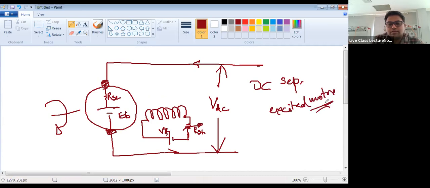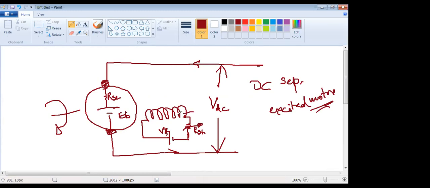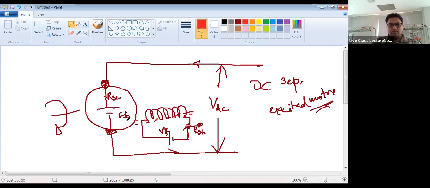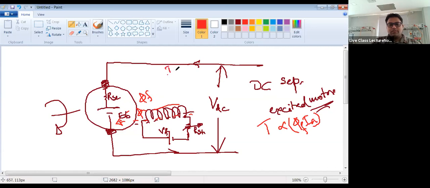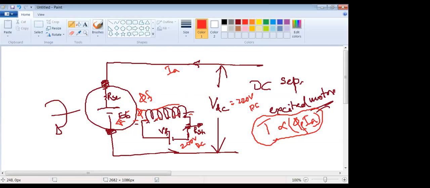Now, what is the problem with this and the advantage with this? Constant flux. Yeah, the flux is constant over the variations of the load, right? So the torque is proportional to phi into Ia. Phi is the field flux, phi F, and Ia is the armature current. So it is very linearly dependent, and the control using these motors is very, very fine. It is completely linear. But what is the disadvantage? Say this is also 220 volt DC, and again this is around 200 volt DC, right? So what is the disadvantage? You need two separate power supplies, right? So that is the disadvantage. You have to arrange for two separate power supplies.